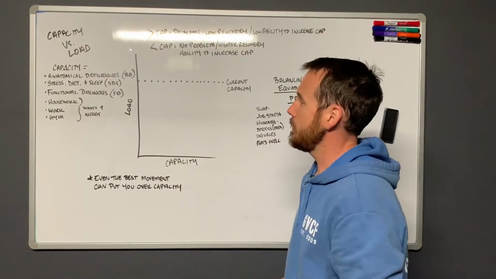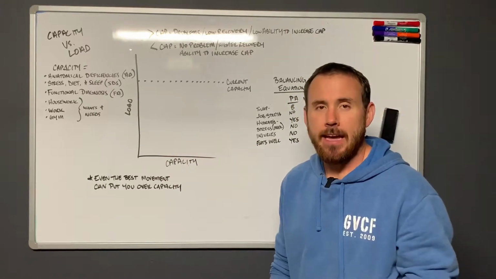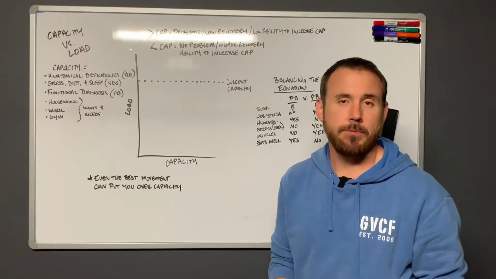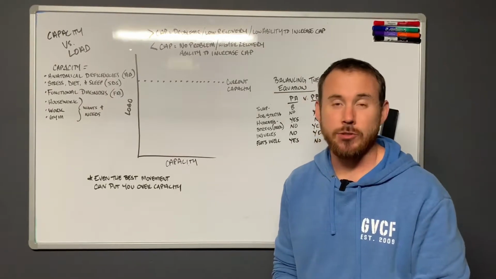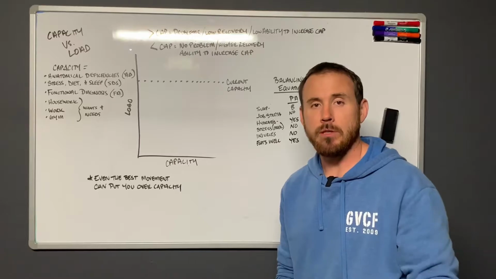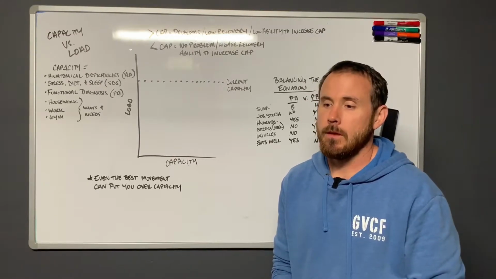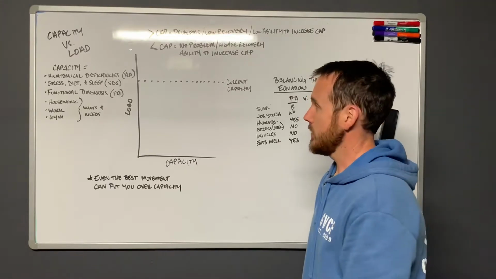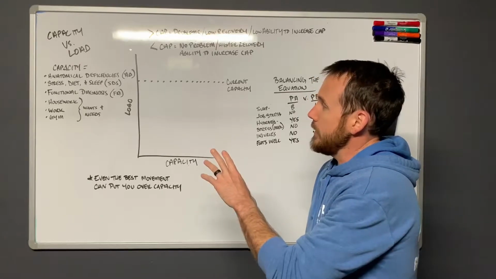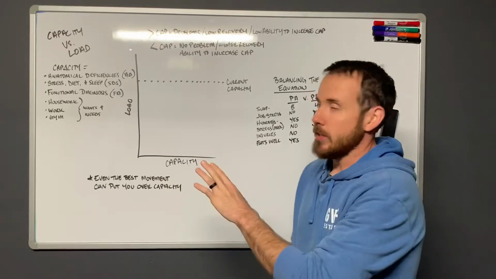Things that make up our capacity are going to be anatomical deficiencies. Those are old injuries that we've had in the past, new injuries that come up, mobility limitations, flexibility, those kind of things. Sleep, and that'll be labeled AD. We'll get to that in a minute.